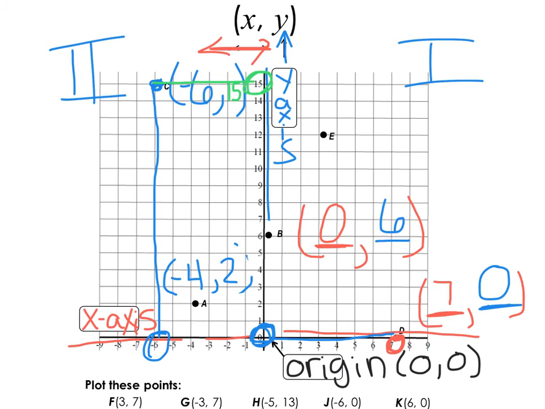Okay? Now let's check out E. Remember, when I write my ordered pair, I want x first, y second. So I'm going to find E, find my x first, so I go to my x number line, and my x coordinate is going to be a +3. Then I'm going to check out my y. So I'm going to see, where does it line up with that y? And it is a +12. So my ordered pair for E would be 3, 12.